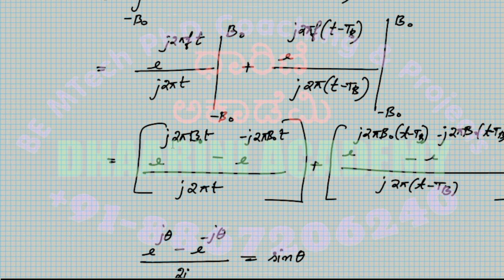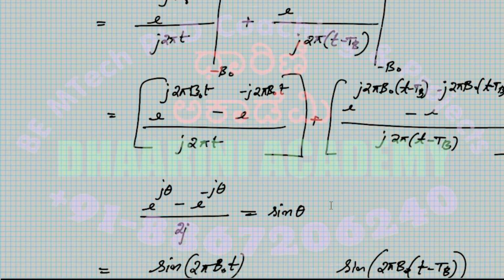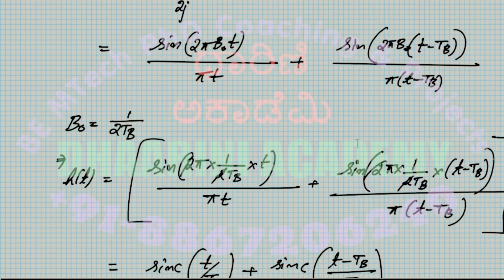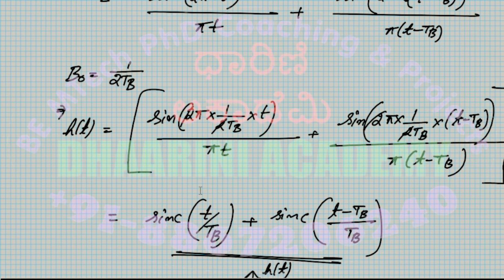So I can see that e to the j theta minus e to the minus j theta, as well as the 2j in the denominator, are both there. So I can simply rewrite that as a sine function. I just have to see what the theta value is. The theta value in the first term is 2 pi b naught t. The theta value in the second term is 2 pi b naught (t minus tb). Sine theta by theta is a sinc function, right? So it gets converted into the following format: sinc of t by tb plus sinc of (t minus tb) by tb. All right, so that's the format which you can directly write as the answer.